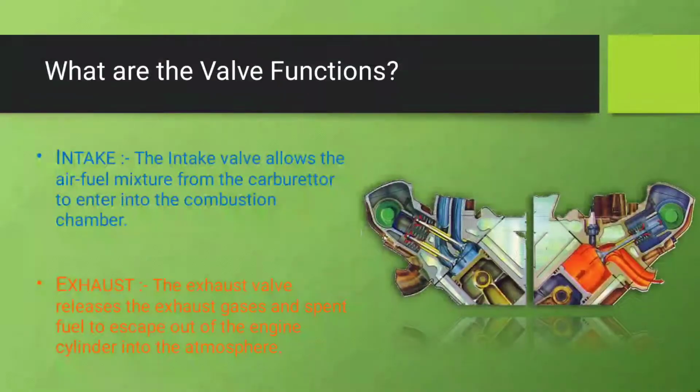What is the function of that valve? Intake valve and exhaust valve. So first you will see the intake valve. The intake valve allows the air-fuel mixture from the carburetor to enter into the combustion chamber. Exhaust valve: the exhaust valve releases the exhaust gases and spent fuel to escape out of the engine cylinder into the atmosphere.